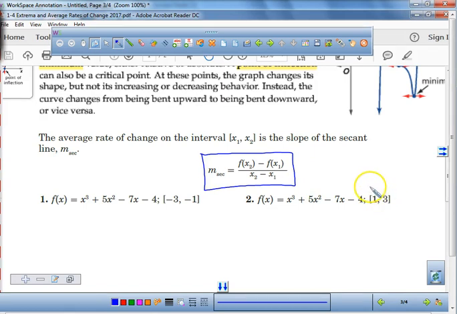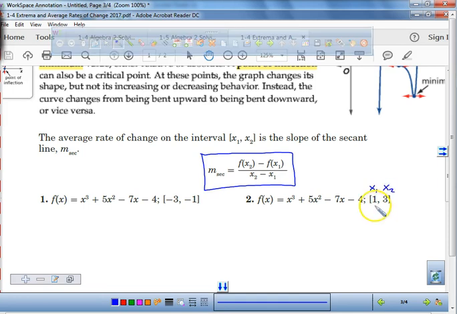So here's what I want you guys to do. I want you to label this. This is your first x value. This is your second x value. This will always be the smallest. This will always be the biggest. This is the interval that you're going to be evaluating the average rate of change. There's the interval that we're going to be doing. So where x is 1 to where x is 3.